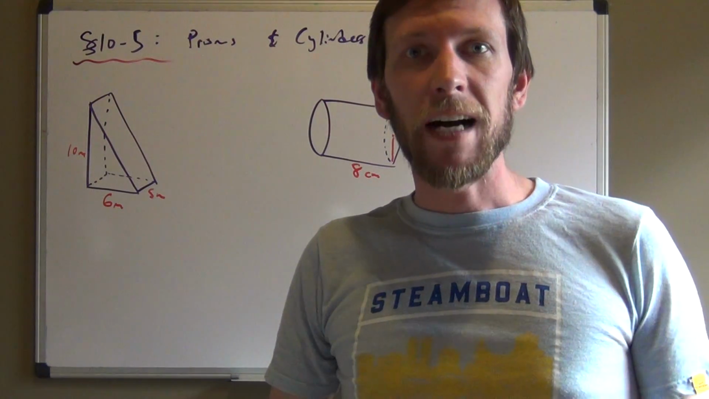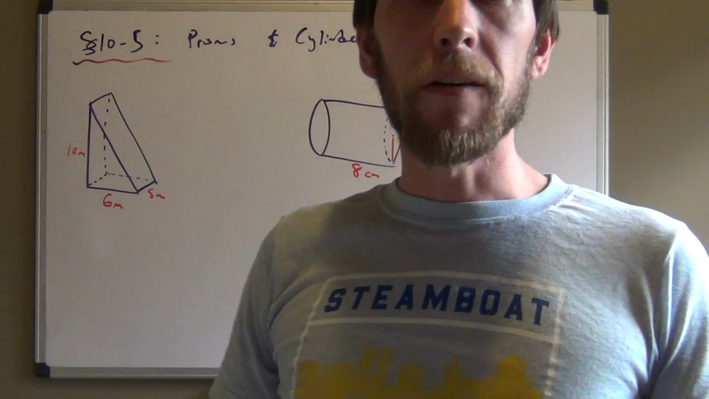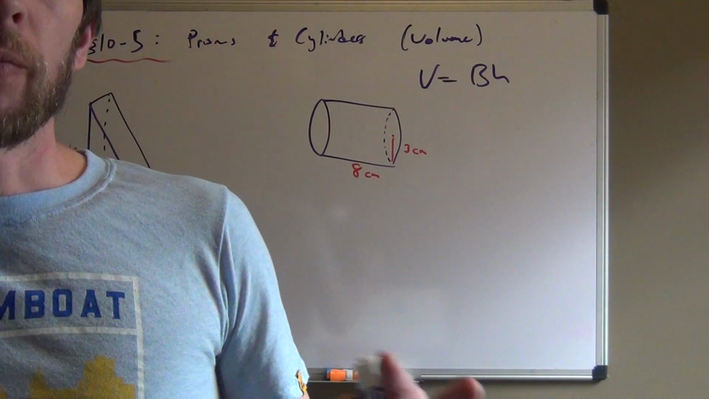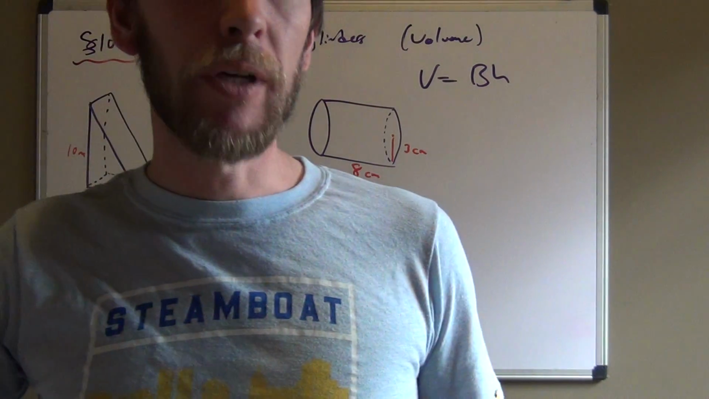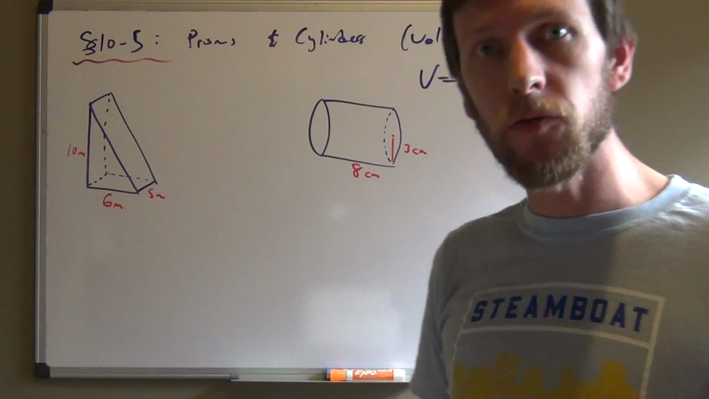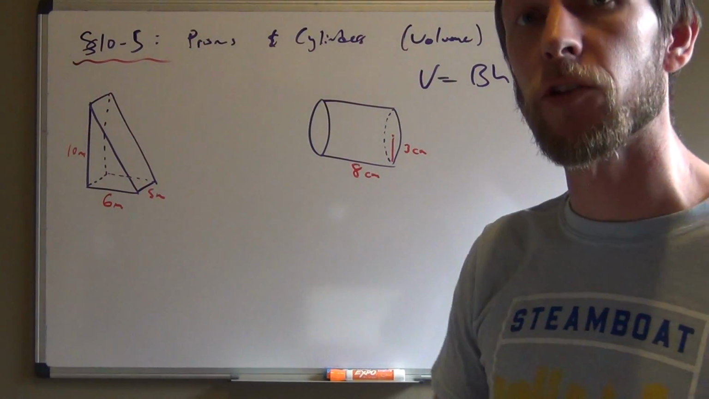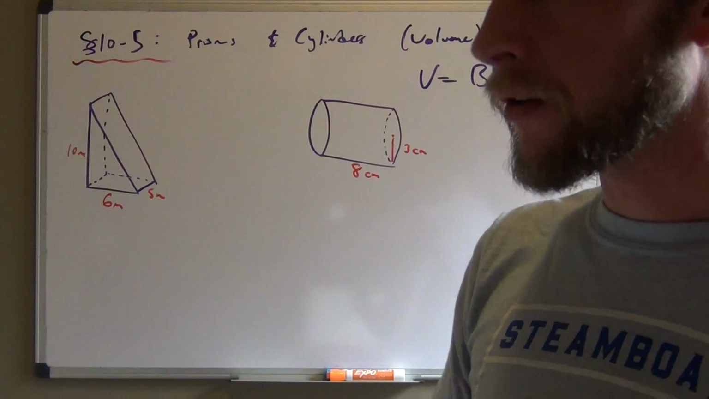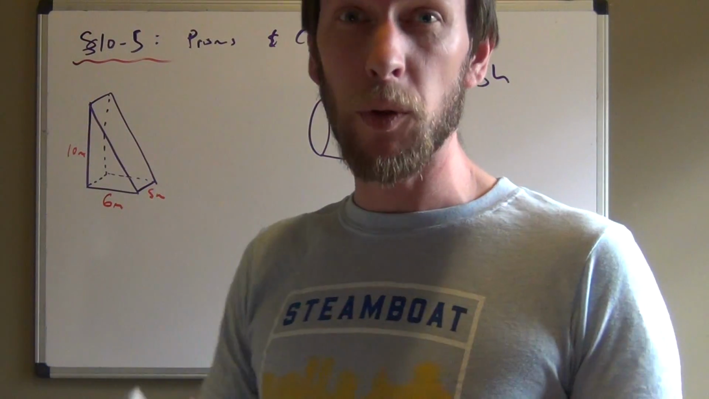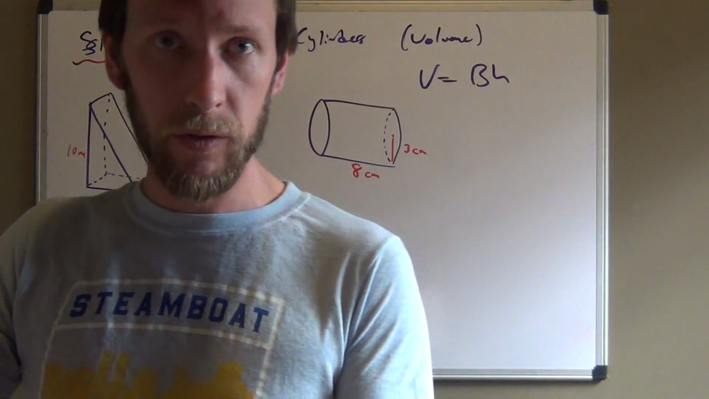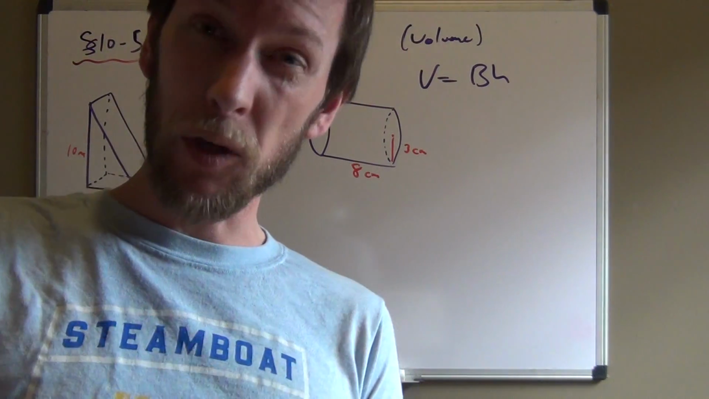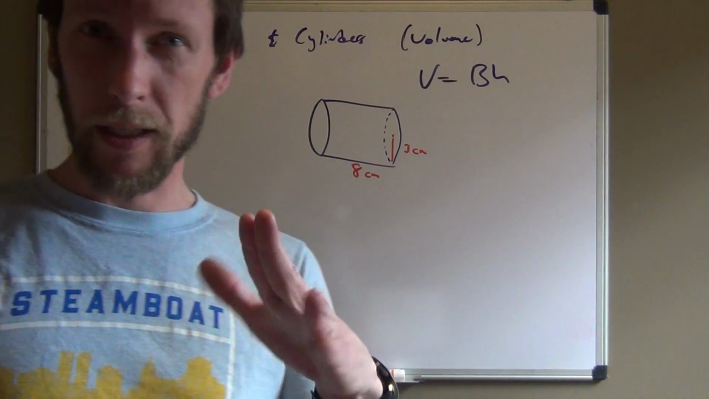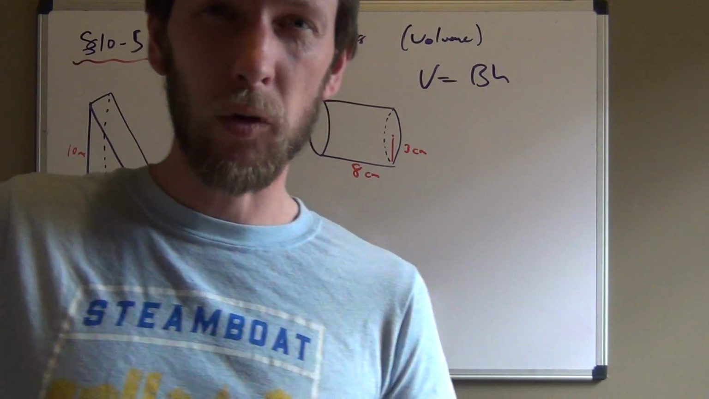All right, in section 5, we're going to be finding the volumes for prisms and cylinders and pyramids and cones. This first video just focuses on the beginning part, just prisms and cylinders. The formula for volume for both the prisms and cylinders, and again for pyramids and cones, are going to be virtually identical, all right? So there's going to be 2 formulas total that we're going to work with.